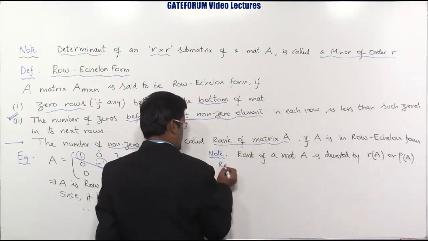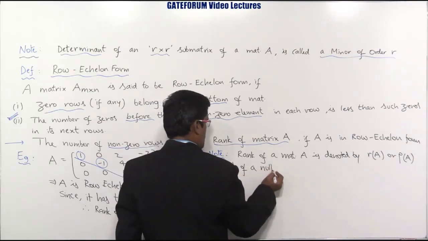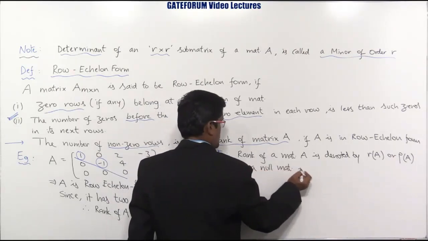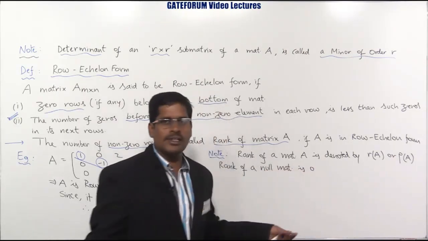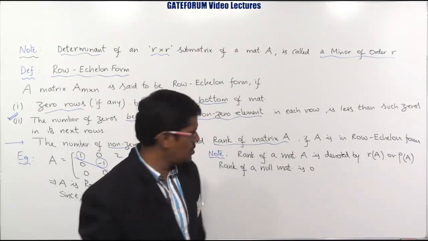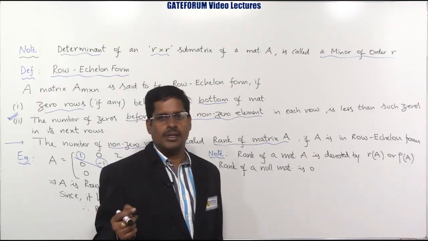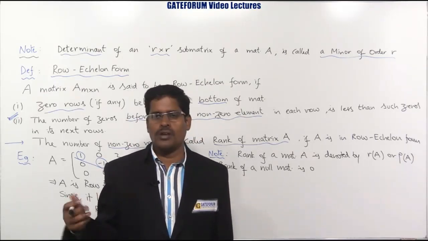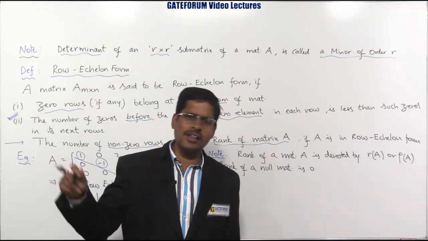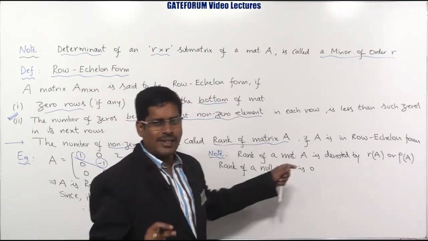Next, the rank of a null matrix is 0. In a null matrix, there are no non-zero rows. That's why the rank of a null matrix is 0. And the rank of any other matrix is always greater than or equal to 1. Apart from 0, what are the next numbers? 1, 2, 3, 4. So, the rank of any other matrix is greater than or equal to 1. Okay? The rank of a null matrix is 0.